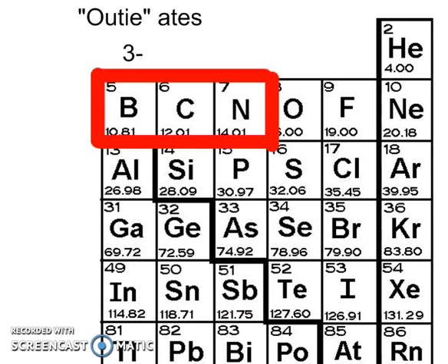Now the outie ATEs are very simple to figure out the charges, at least the first 3, the boron, carbon, and nitrogen. It goes in order: -3 for borate, -2 for carbonate, -1 for nitrate.